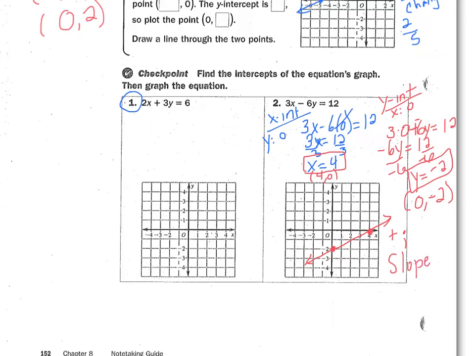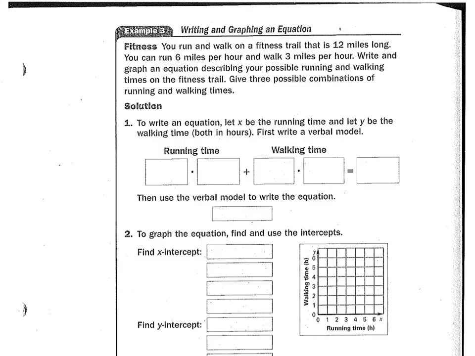Bring it to class. We always ask ourselves, when are we ever going to use this? Fitness. You run and walk on a fitness trail that is 12 miles long. You can run 6 miles per hour and walk 3 miles per hour. Write and graph an equation describing your possible running and walking times on the fitness trail. Give 3 possible combinations of running and walking.